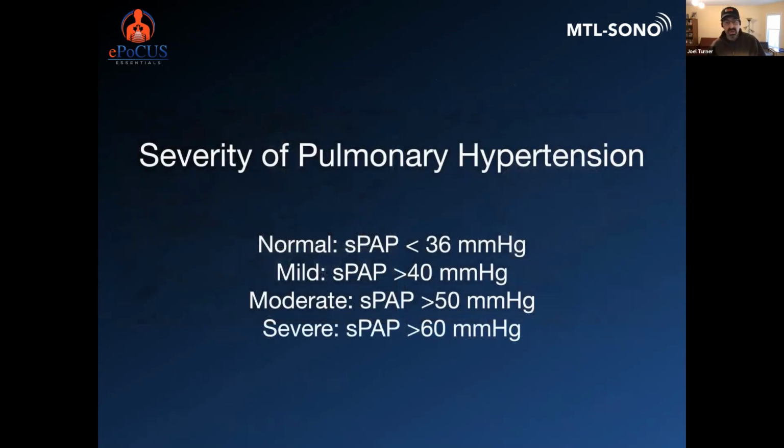So what is considered abnormal? Anything over 40 millimeters of mercury is considered mild pulmonary hypertension. Anything over 50 is considered moderate. And anything over 60 is considered severe pulmonary hypertension. So our patient that we just saw had a calculated systolic pulmonary artery pressure of 53. So we already know that this is a patient in the moderate category.